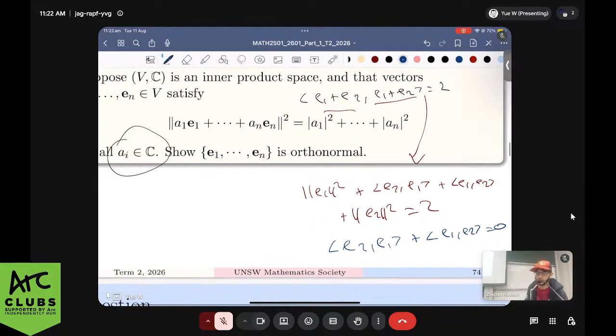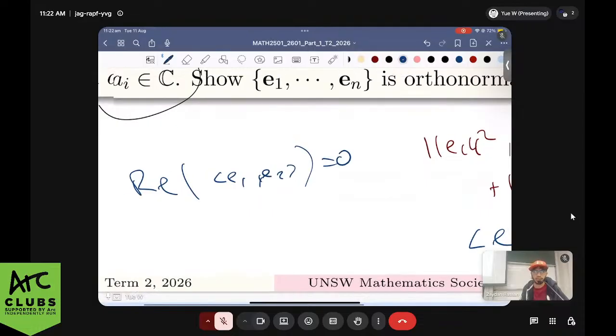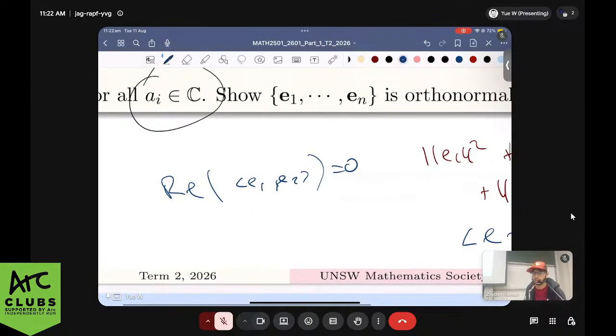Notice how the order is switched. Technically, one of these is the conjugate of the other by conjugate symmetry. So using the fact that z plus z conjugate is twice the real part, you can show twice the real part of this is 0, or just that the real part of the E1, E2 inner product is 0. We're almost done, right? We've shown the real part is 0. We want to show it's actually 0.